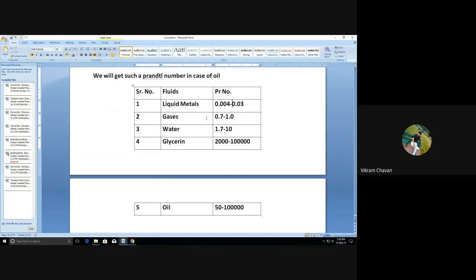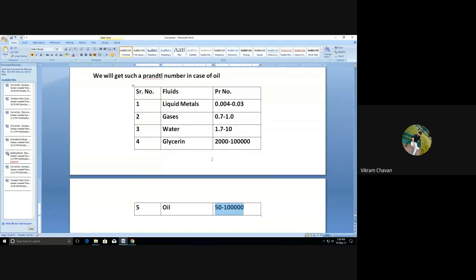Second one, gases, having the Prandtl number ranging between 0.7 to 1, and then water. Water we are taking at 20 degrees Celsius temperature, and the Prandtl number for water ranges between 1.7 to 10. Then glycerin, and its Prandtl number ranges between 2000 to 1 lakh. Then the last one is oil, and its Prandtl number ranges between 50 to 1 lakh.